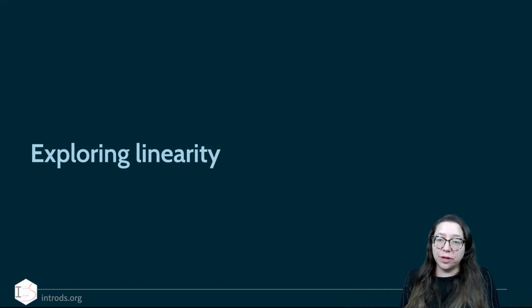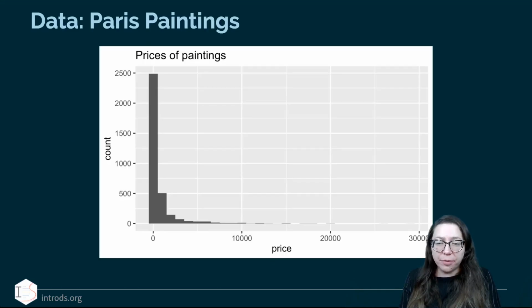Let's try to explore linearity. We'll look at a new variable now, the prices of paintings. So the prices of our paintings are right skewed, okay? Very, very right skewed. And remember that the unit here for the prices is livres, so it's not euros, it's not dollars, it's not pounds. The numbers don't exactly translate to today's money, but still higher means more expensive.